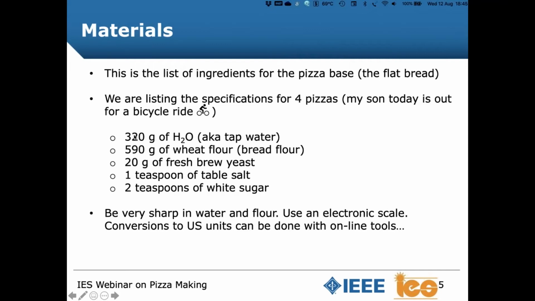Remember that you have to be very sharp in water and flour, otherwise you have a very sloppy or too hard dough. Use an electronic scale and do not use cups and so on. And conversions to US units can be done with online tools.